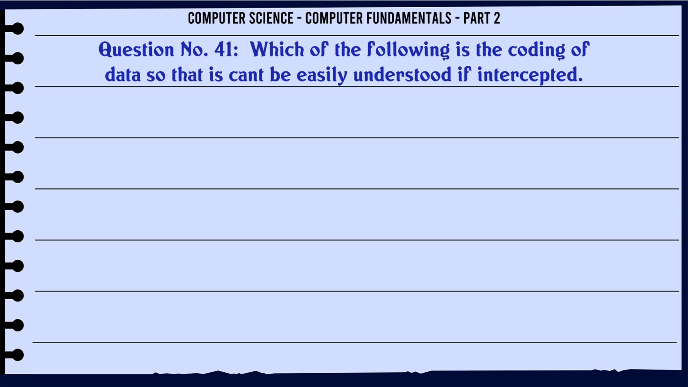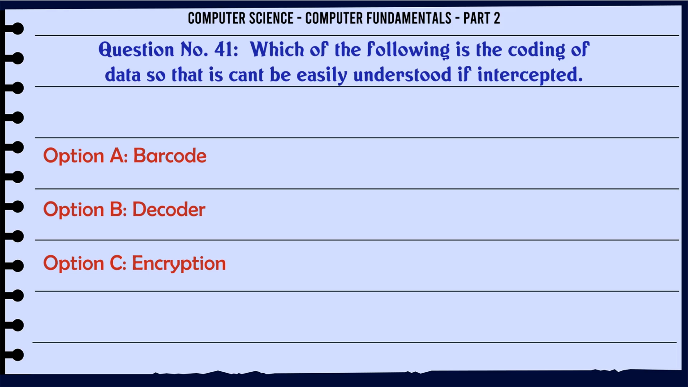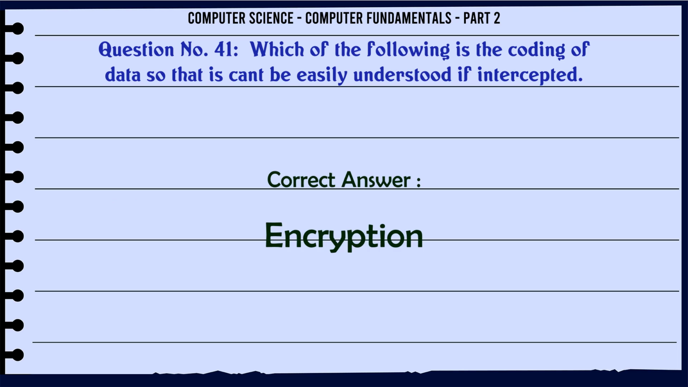Which of the following is the coding of data so that it can't be easily understood if intercepted? A. Barcode, B. Decoder, C. Encryption, D. Mnemonics. The correct answer is encryption.